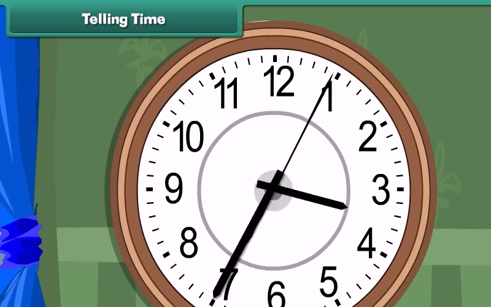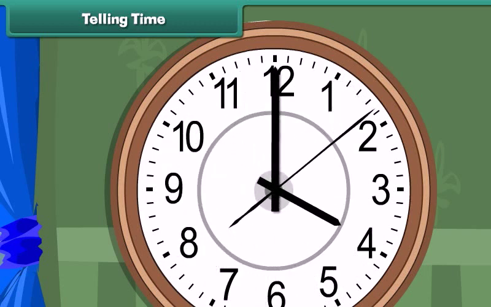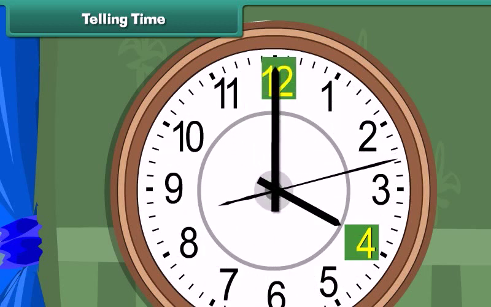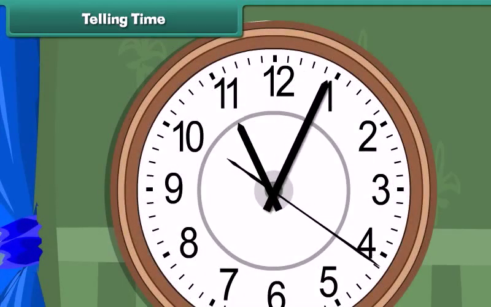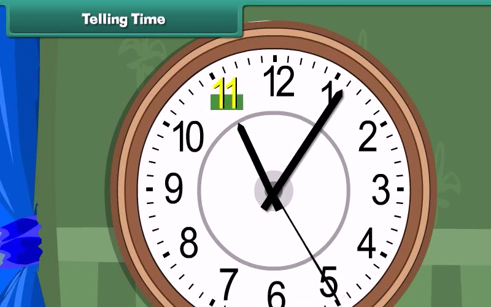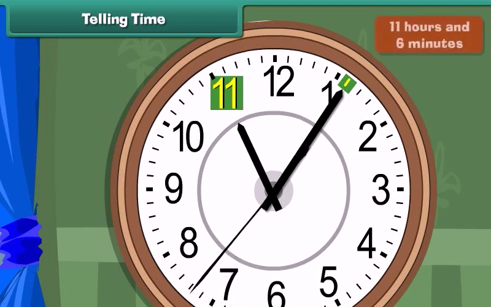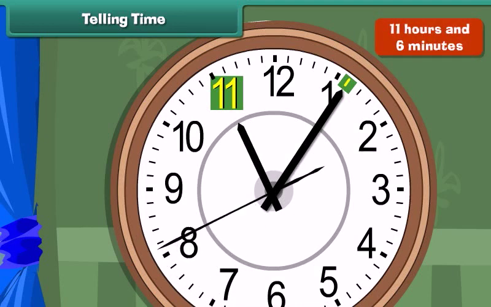Look at this clock. The hour hand is at 4 and the minute hand is at 12, so the time is 4 o'clock. Now look at this clock. The hour hand is at 11 and the minute hand is at the 6th division from 12. So the time is 11 hours and 6 minutes.